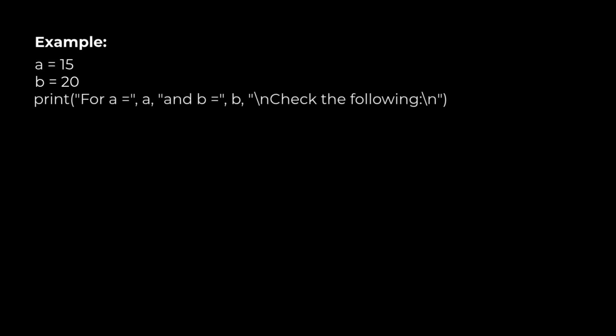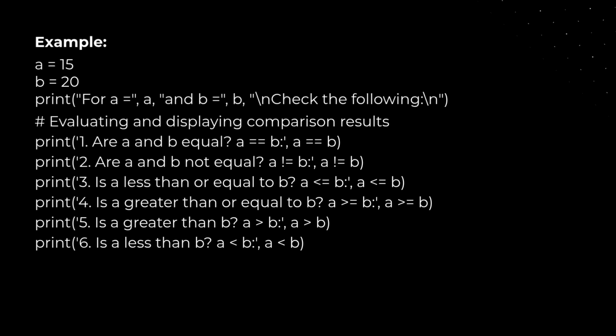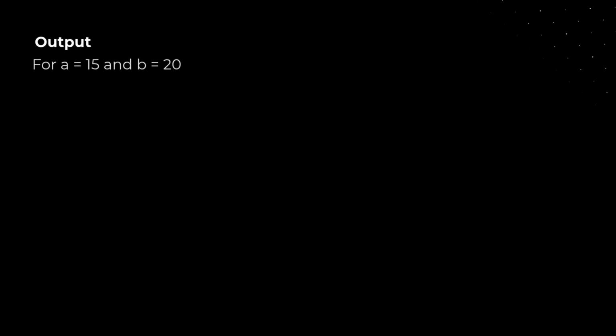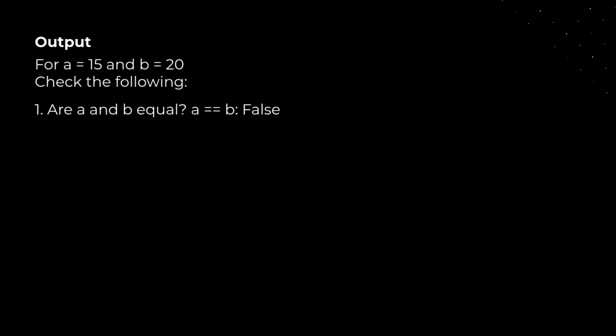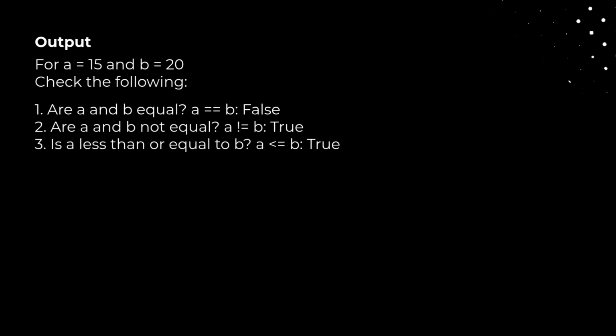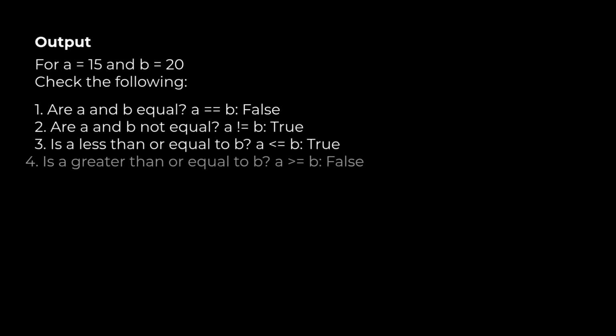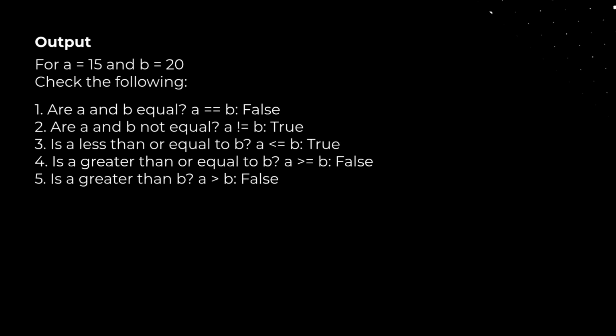A is equal to 15, initializing the value of A. B is equal to 20, initializing the value of B. Let's print these values, evaluating and displaying the comparison results of all the operators. And the output will be, for A is equal to 15 and B is equal to 20, check the following. Are A and B equal? A == B, this is false. Second, are A and B not equal? The answer is true. Third one, is A less than or equal to B? The answer is true. Fourth one, is A greater than or equal to B? The answer is false. Fifth one, is A greater than B?